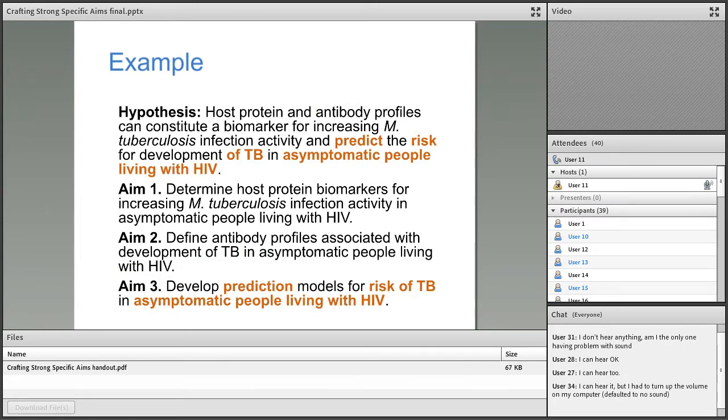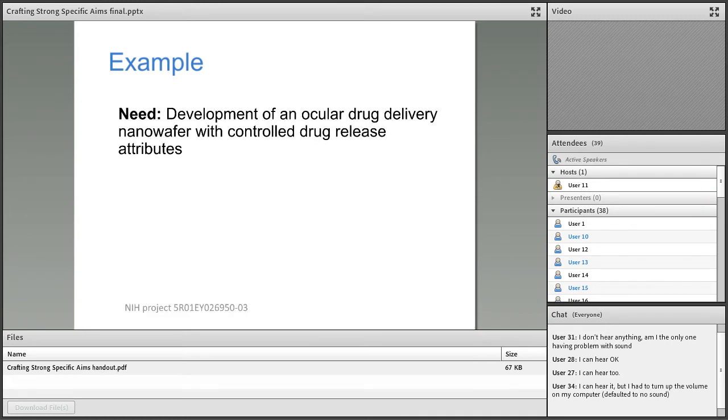Aim 3 pulls the protein and antibody biomarkers together into a prediction model for risk of TB. So each of these aims has a clear role in addressing the central hypothesis. So let's look at a need-based project. This example is from a project that identified a need to develop a drug delivery nanowafer that can heal injuries to the cornea, including corneal neovascularization.